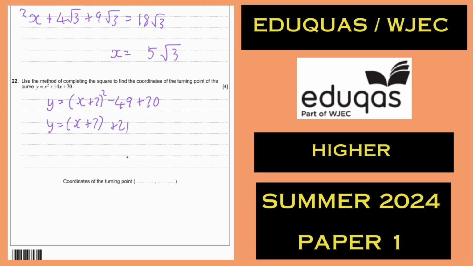Turning points occur, also known as the vertex, by the way, when the brackets have a value of x such that they disappear. So a negative 7 would mean it disappears, and when it disappears, the y-coordinate is 21.